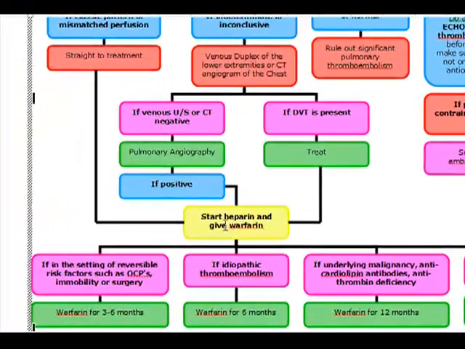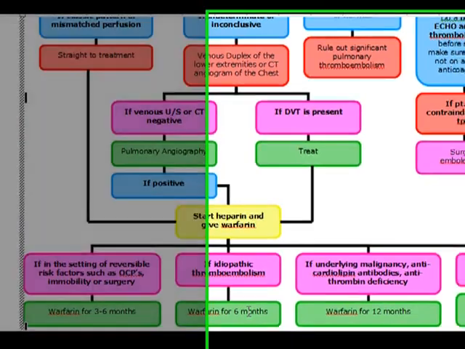So we're going to treat with heparin and warfarin, but we have to keep them on warfarin, and we taper them off heparin. And how do we know how long we keep them on warfarin for? Well, if it's in the setting of reversible risk factors such as oral contraceptive pills, immobility, or surgery, you're going to put them on warfarin for 3 to 6 months. If it's idiopathic thromboembolism, you're going to put them on warfarin for 6 months. If it's an underlying malignancy, if they have anti-cardiolipin antibodies, or they have antithrombin deficiency, you're going to put them on warfarin for 12 months. And if it's a recurrent thromboemboli, you're going to put them on warfarin for life.